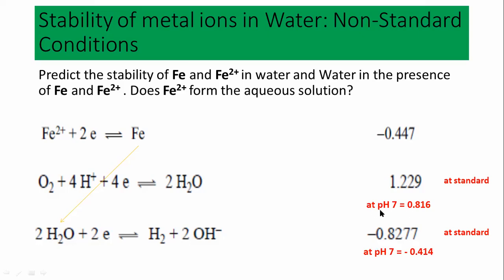You can use the previous equation to calculate the potential. Just put the value of pH over there and you will find the potential of this half cell will be 0.816, and the potential of this half cell at pH 7 will be minus 0.414.